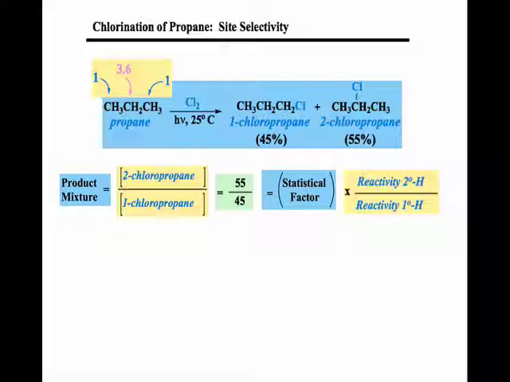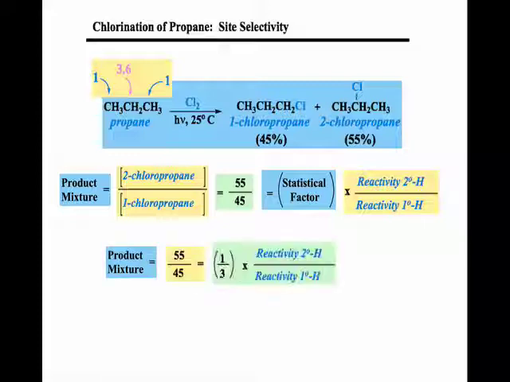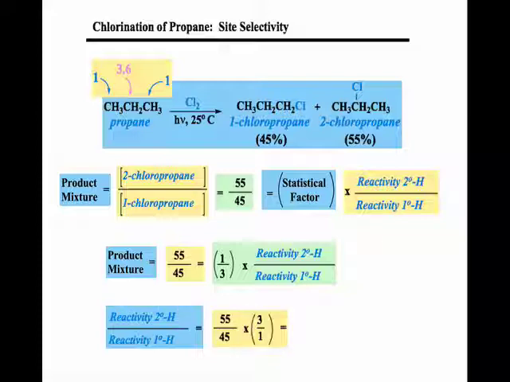And so when she does a little bit of arithmetic, right, she knows that the statistical factor is 1 to 3. She knows the relative reactivity. She can simply, again, do a little manipulation with the equation, and she finds out that that relative reactivity is 3.6 to 1. That tells me that that secondary hydrogen in propane is 3.5 times more reactive than the primary hydrogens. That's why you get more of the secondary product than the primary product, even though there are fewer secondary hydrogens. It's over 3.5 times more reactive.